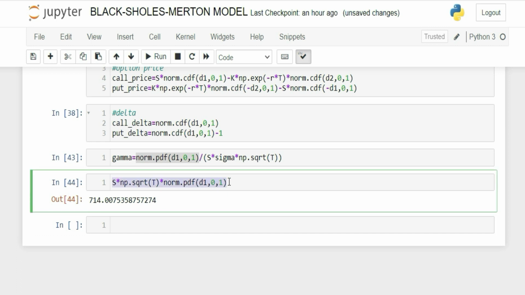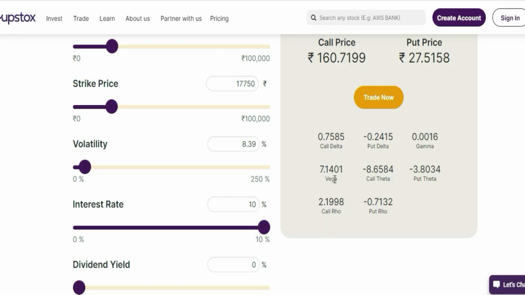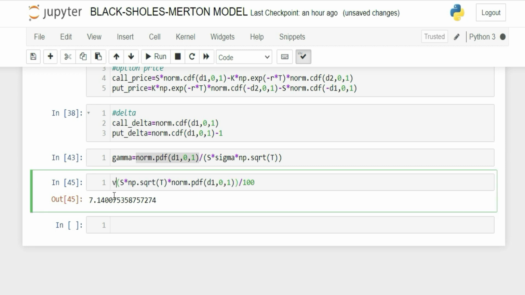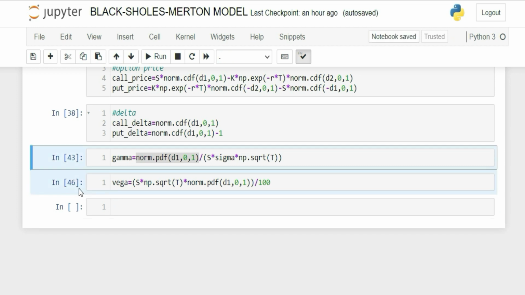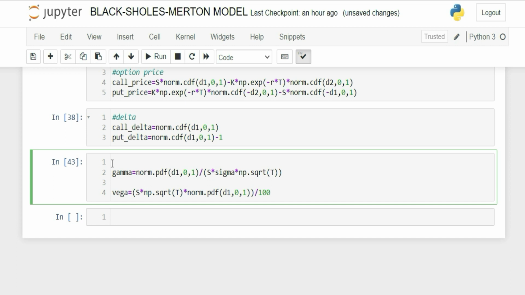In fact, Vega you always have to divide by 100. It gives 7.1400; go back and see, Vega is 7.14. So it's now matching. So this is my Vega, this is done, and this is done. This is your gamma and this is your Vega. So these two are also done.